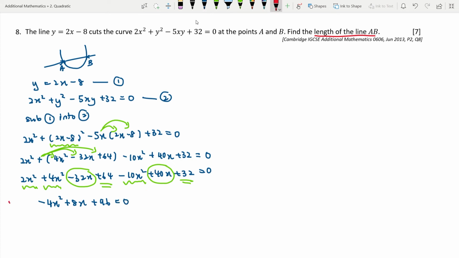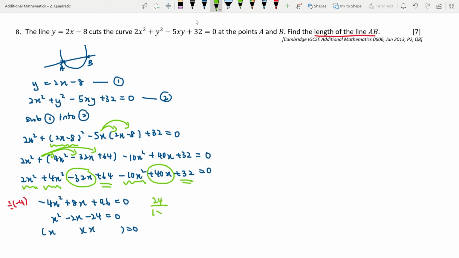We divide the equation by -4 to further simplify it. x squared minus 2x minus 24 is equal to 0. Let's factorize the quadratic equation. x squared is x and x.